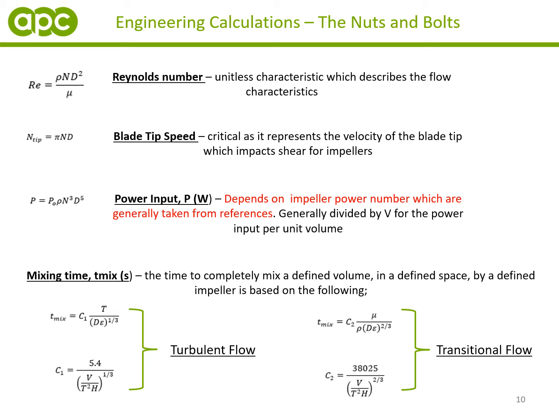You have your agitation speed and you have your impeller diameter, and we'll spend a bit more time on that in a second. You then have your mixing time, which is the time to completely mix a defined volume. And you have two separate equations for that, for turbulent flow and for transitional flow. In both of the case studies I'll talk through today, these are in turbulent flow.